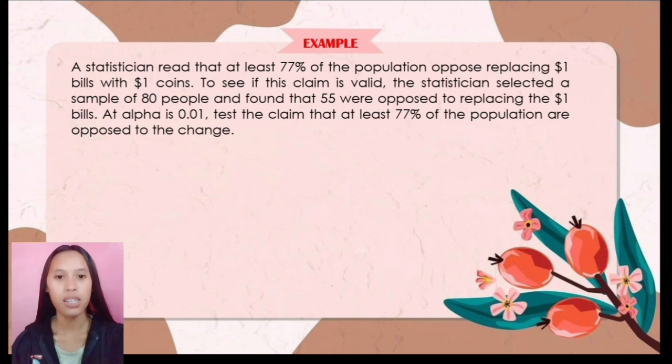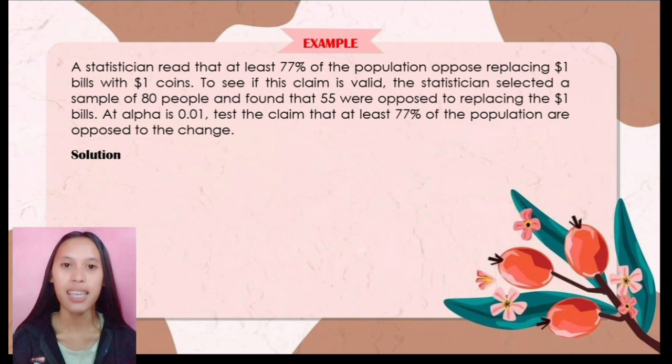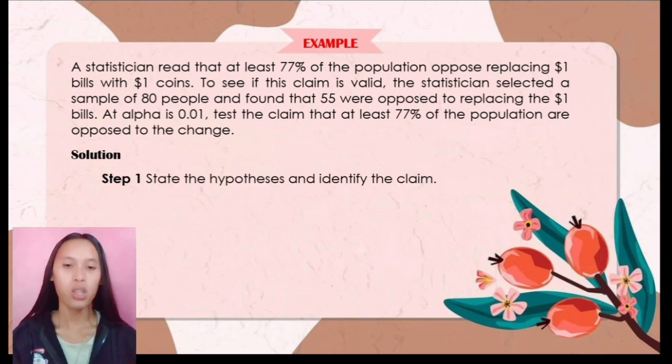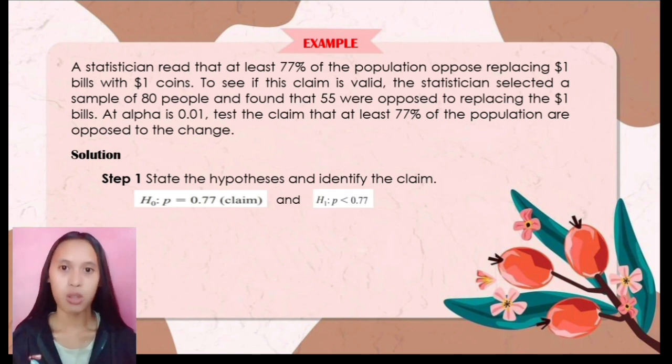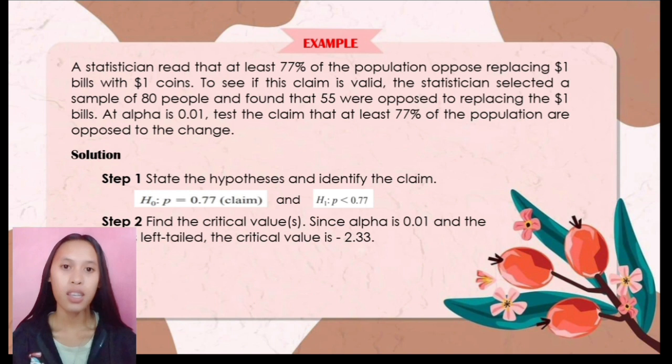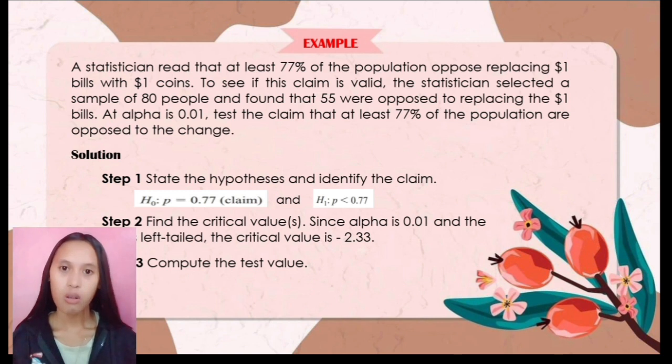So, in our solution, in step 1, state the hypotheses and identify the claim. Our claim here is p is equal to 0.77, and the second hypothesis is p is less than 0.77. In step 2, find the critical value. Since alpha is 0.01 and the test is left-tailed, the critical value is negative 2.33. In step 3, compute the test value.